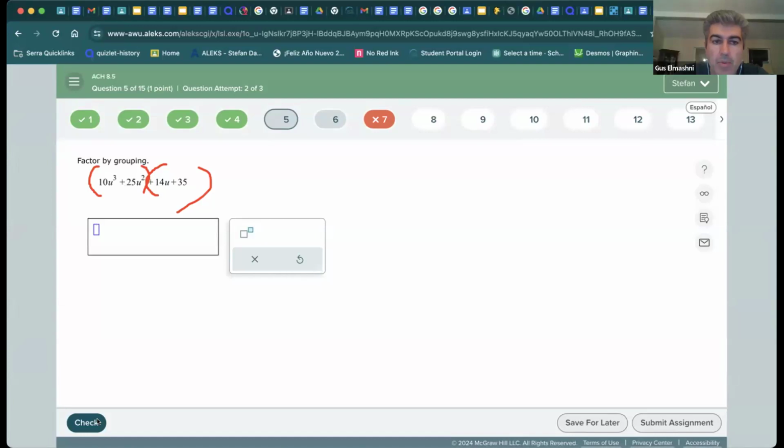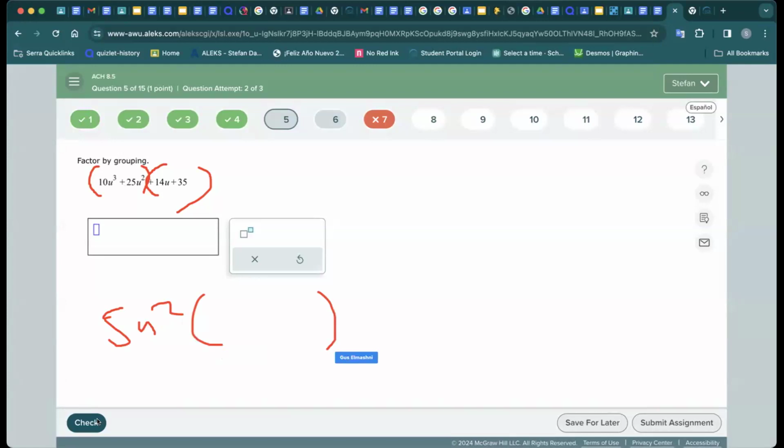So what do you pull out of the first group? 10, 10U. Well, actually, 5U squared. Oh, I thought you meant actual numbers. Yeah, 5U squared. What's left inside? Then it'll be 25U squared. Oh no, then what's left inside is... seven. Take seven.